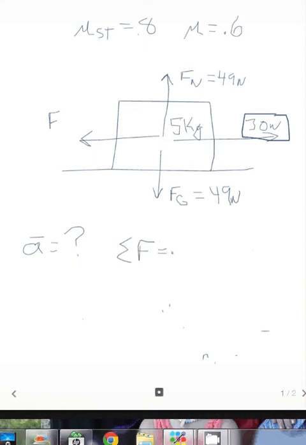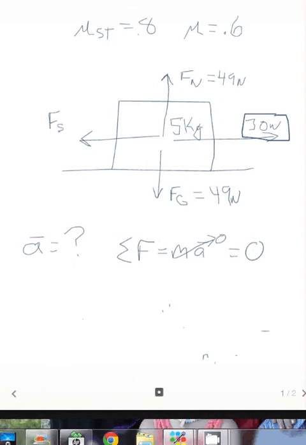And in this case, we've already determined it's not going to move, so the acceleration is 0. So that means the sum of the forces is 0. All the forces add up to 0. That doesn't mean the static friction is 0. That means the sum of the forces, when we add them up, they add up to 0.